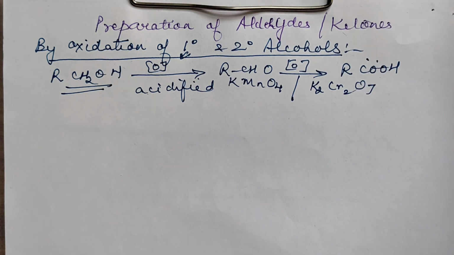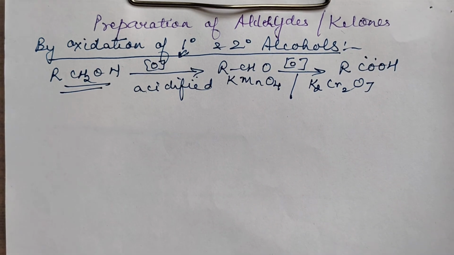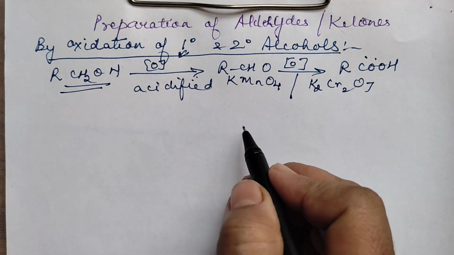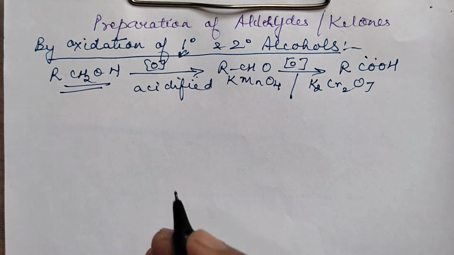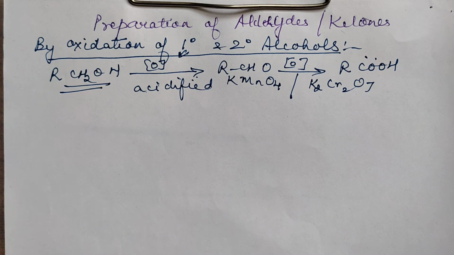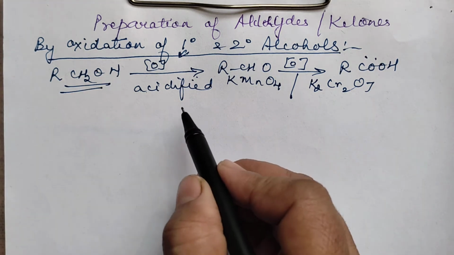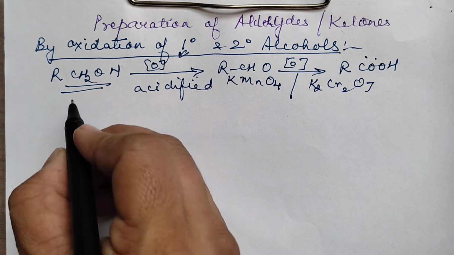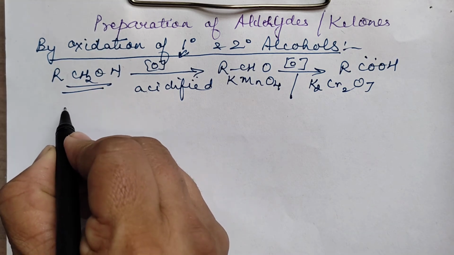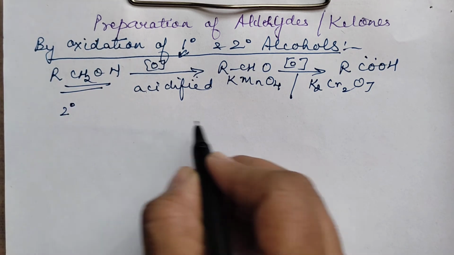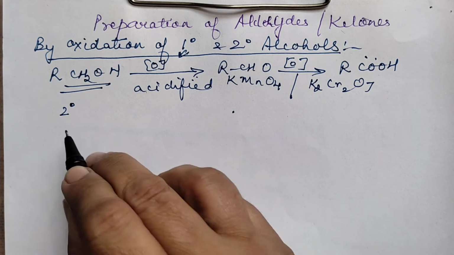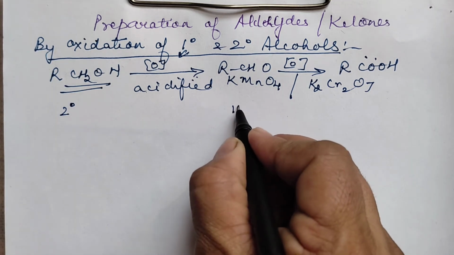If we are using these strong oxidizing agents, then from 1 degree alcohol you will get acid directly. Now in case we want to stop the reaction at aldehyde or at ketone, then we'll have to use a mild, slightly less strong oxidizing agent. In this itself, if I take 2 degree alcohol, I'll get ketone. 2 degree alcohol will give you ketone.